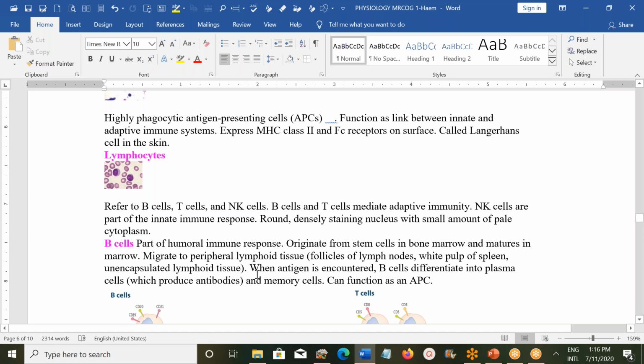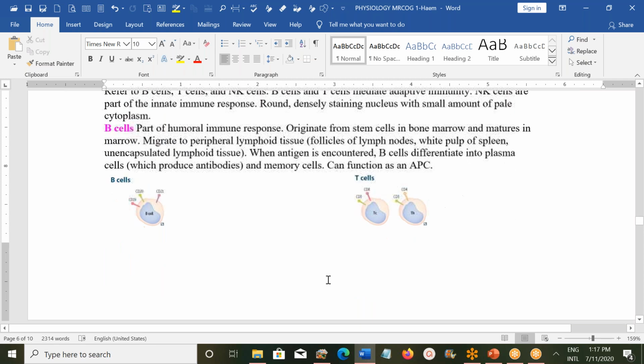When an antigen is present in the body, the B cells differentiate into plasma cells, and the plasma cells produce antibodies. So B cells do not produce antibodies directly. They change into plasma cells, and then they produce antibodies. They also form memory cells. And remember that B cells can also act as antigen presenting cells.